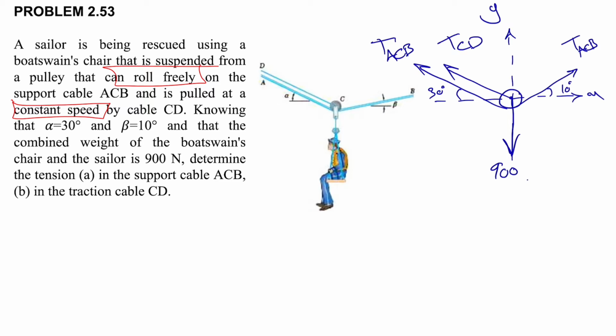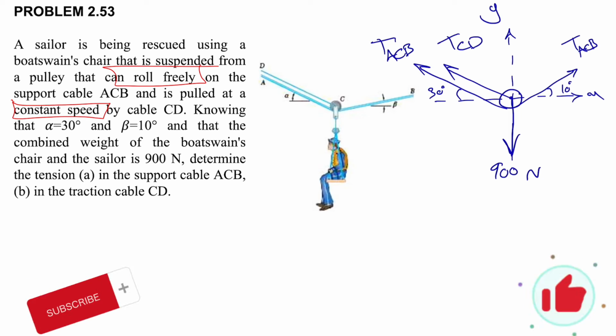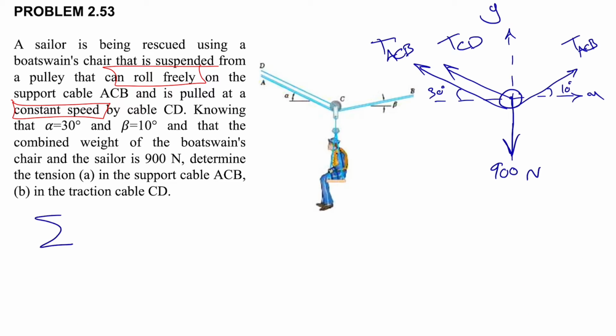And we have another tension, which is the tension in cable CD. Let's call it TCD. And the last force that we have is the weight of the sailor and chair, which is 900 Newton. So that would be pretty much everything for our free body diagram. As I mentioned earlier, we are in the equilibrium condition. We are moving with a constant speed. There is no acceleration, so the sum of all forces will be zero.